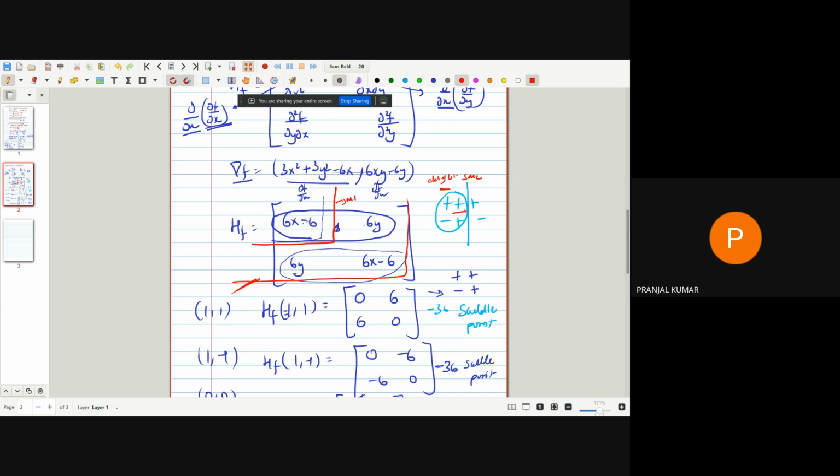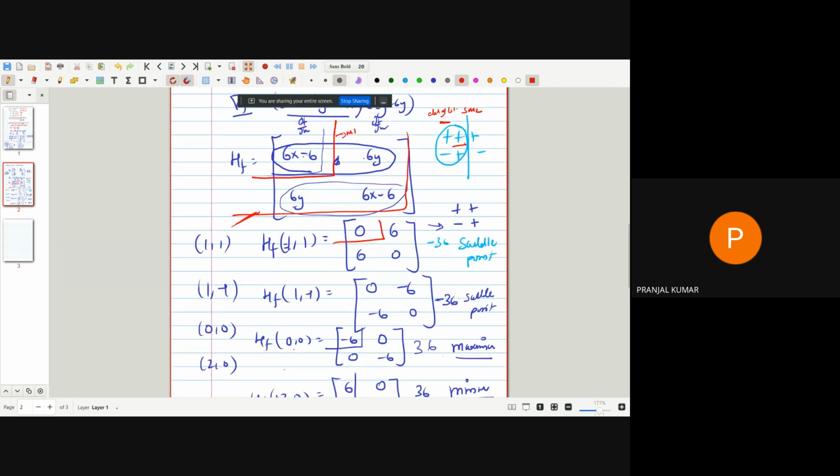The determinant of this was here 0, while determinant of this was negative. So there is one more case, less than 0. In this case, these are saddle points. This is minima, and this is maximum. So I determined that determinant is less than 0, so it is a saddle point.